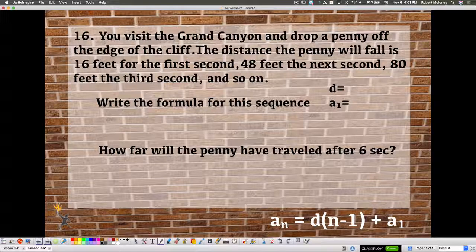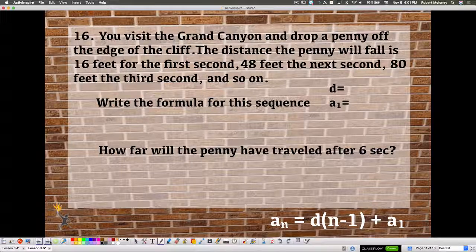Now that you've checked your work on the notes and seen how you did, I'm going to give you this one. Let's take a look at a word problem. How could I do the same thing with a word problem? It goes back to just reading carefully. So if I visit the Grand Canyon and drop a penny off the edge of the cliff, the distance the penny will fall is 16 feet for the first second, 48 feet for the next second, and 80 feet for the third second, and so on.